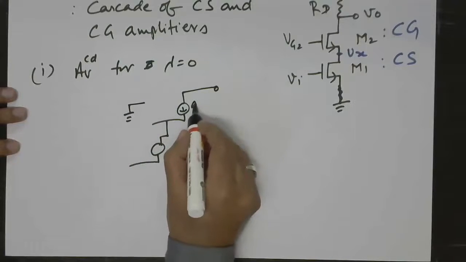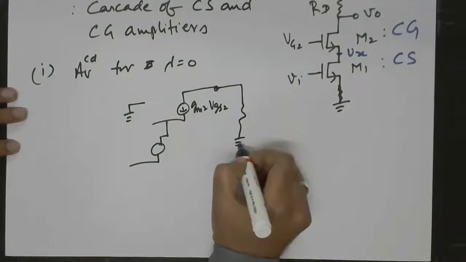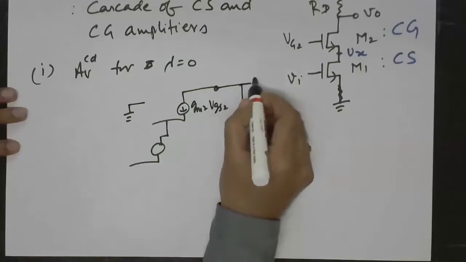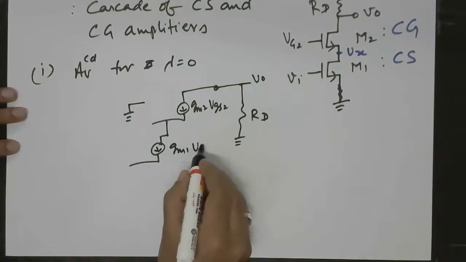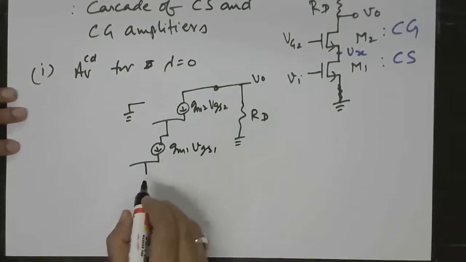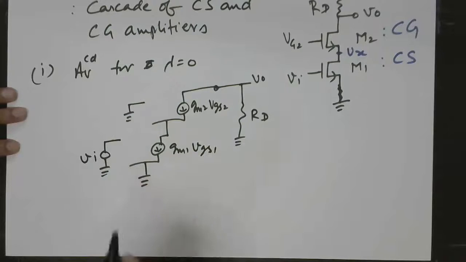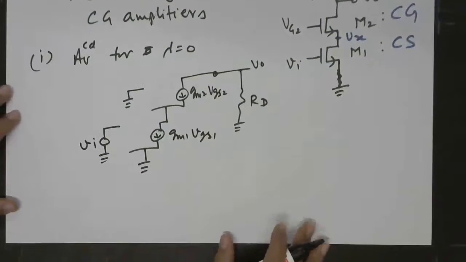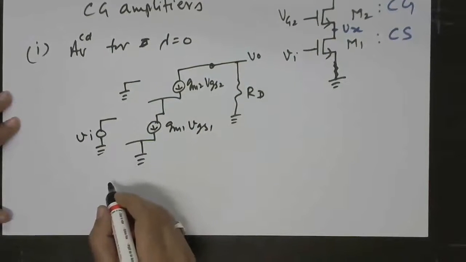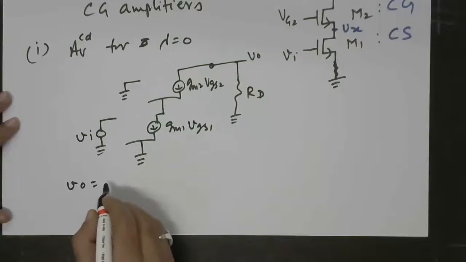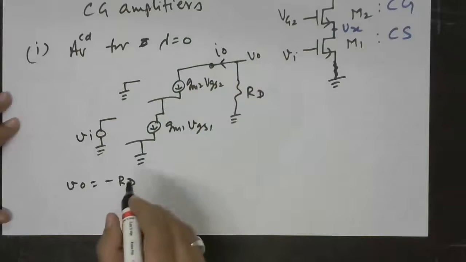So this is second MOS. Here we have RD. This is where we are taking output from. And then here we have first MOS. Source is grounded and gate is fed with Vi. So in this case, you can see that output is minus RD. Let us say current is I0.